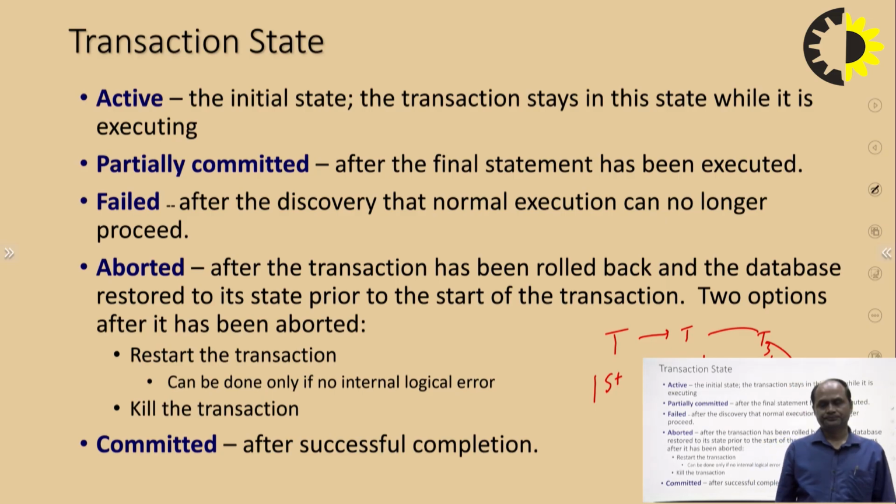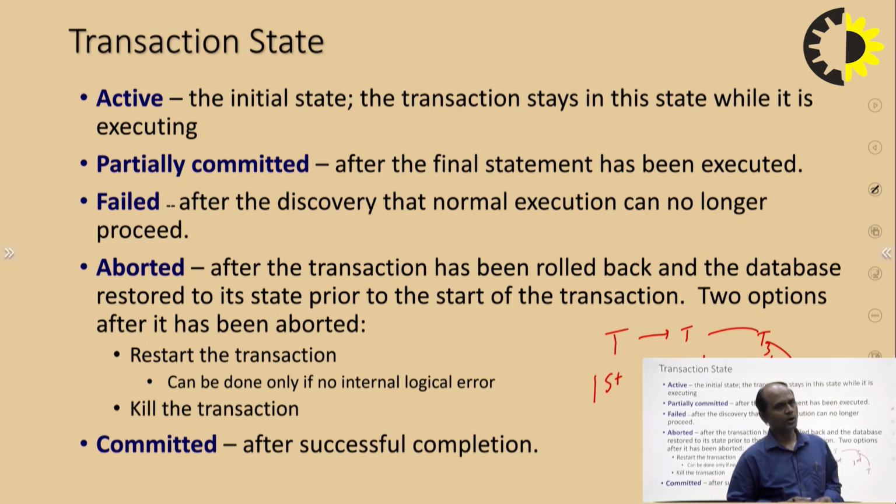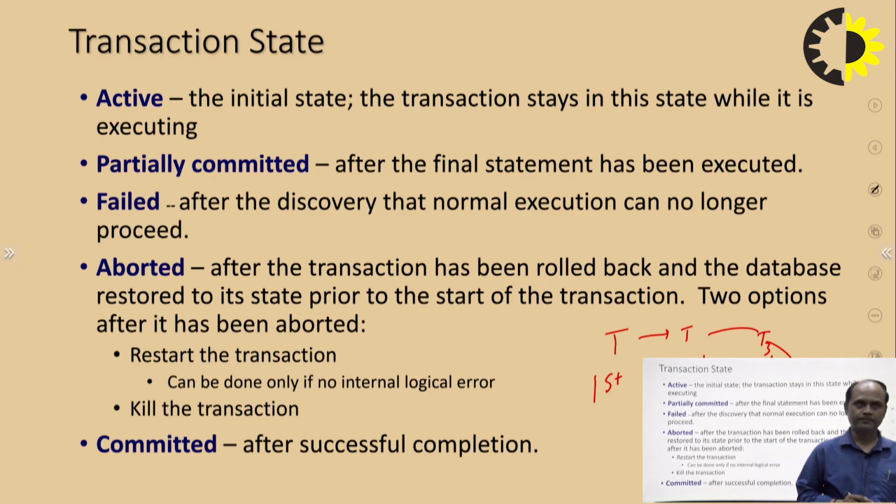These are called the states of a transaction. If any transaction occurs in a particular database, then the transaction must follow these states and must be executed through these states. What are these states? Active, partially committed, failed, aborted, committed.